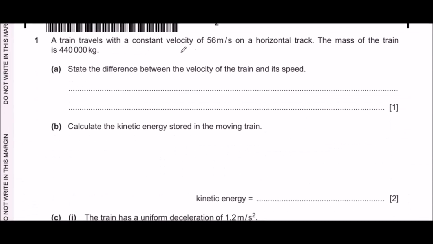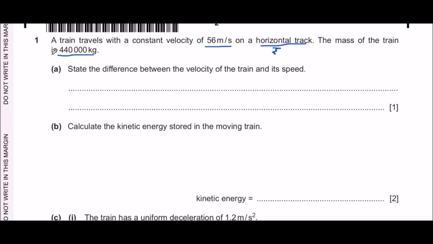A train travels with a constant velocity of 56 meters per second on a horizontal track. The mass of the train is 440 kgs. I've underlined these three because they are key in solving this problem. We have the first physical quantity, which is 56 meters per second velocity. The second part, which is very important, is the horizontal track, meaning it's a linear motion. Therefore, we can employ equations of motion, very important in the other part of the question. And mass is the second physical quantity given, which is 440 kgs.